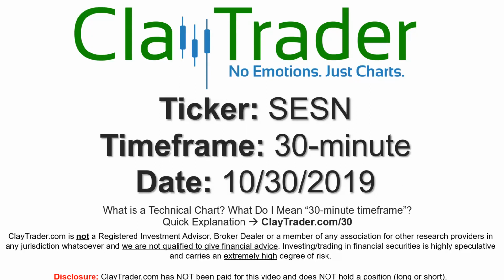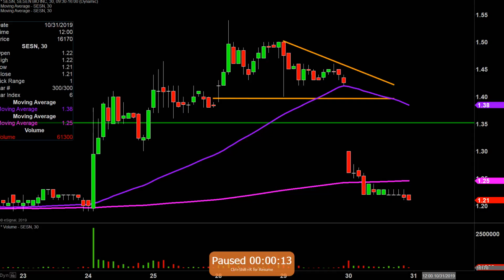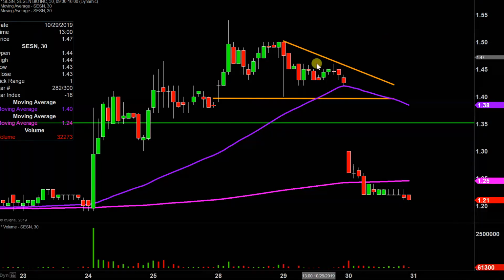We will take a look at the 30-minute time frame. Real quick, if you're new to charts and not sure what I mean by 30-minute, I do offer an explanation video at that link. So if you go there, I'll explain in detail. I did this analysis on Tuesday, so that is where the orange line and then green line here is coming from. But after today's price movement, quite a few updates need to be made.